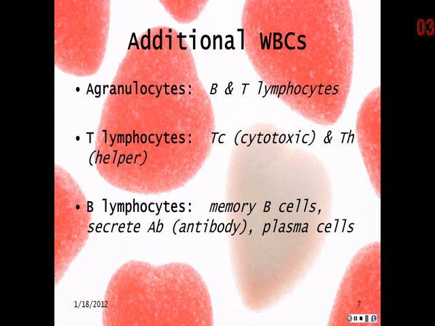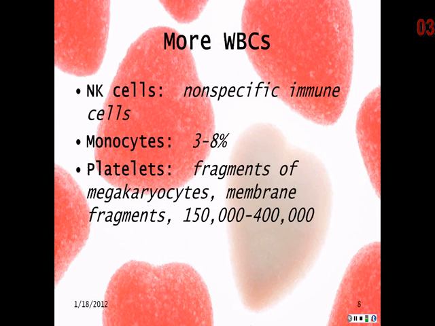The agranulocytes do not have a granular appearance and include the B and T lymphocytes. The T lymphocytes have two subsets, the TC or cytotoxic T cells and the TH or helper T cells. The B lymphocytes include the memory B cells and plasma cells that secrete antibody. The NK cells are natural killer cells, which are a nonspecific immune cell that target anything foreign. Monocytes are 3 to 8% of the white blood cells.